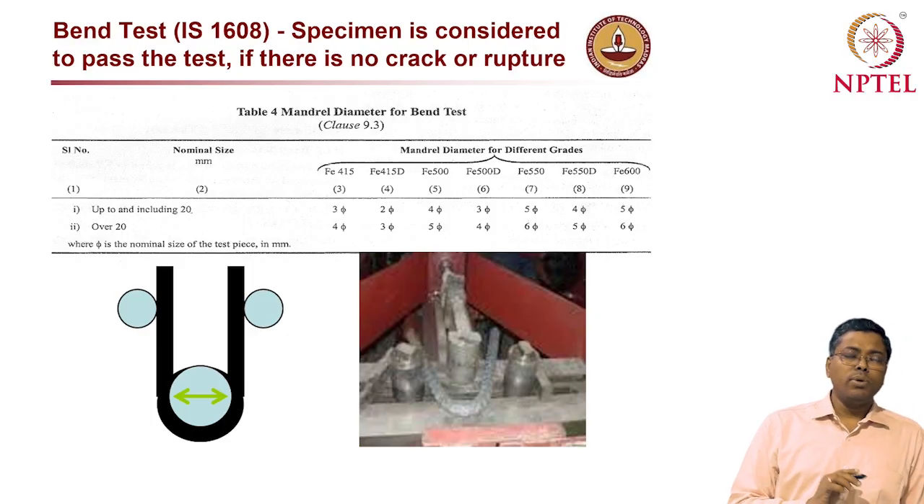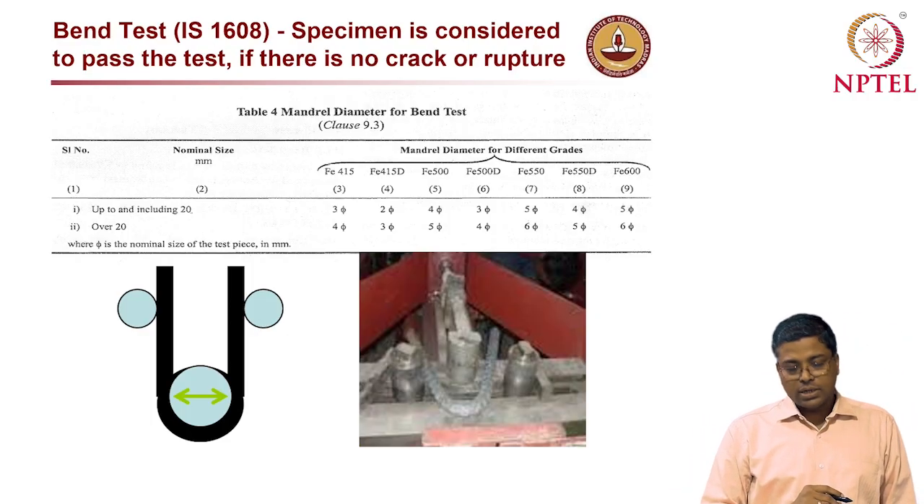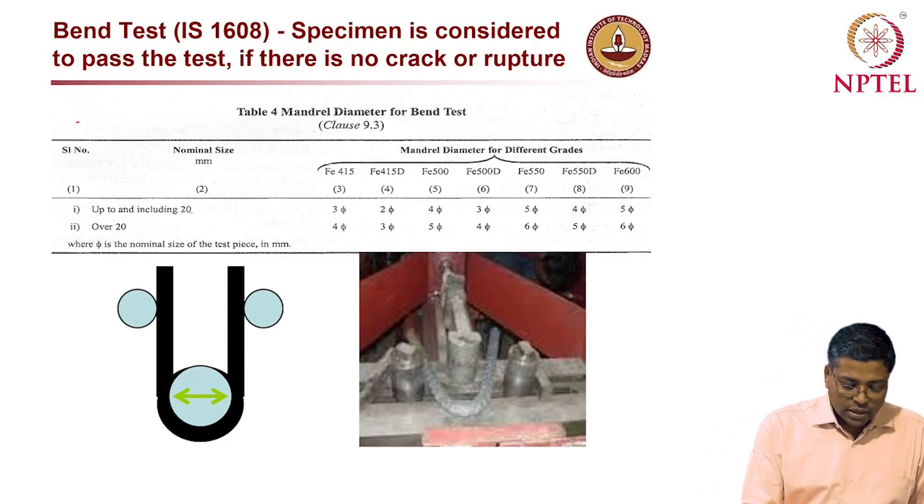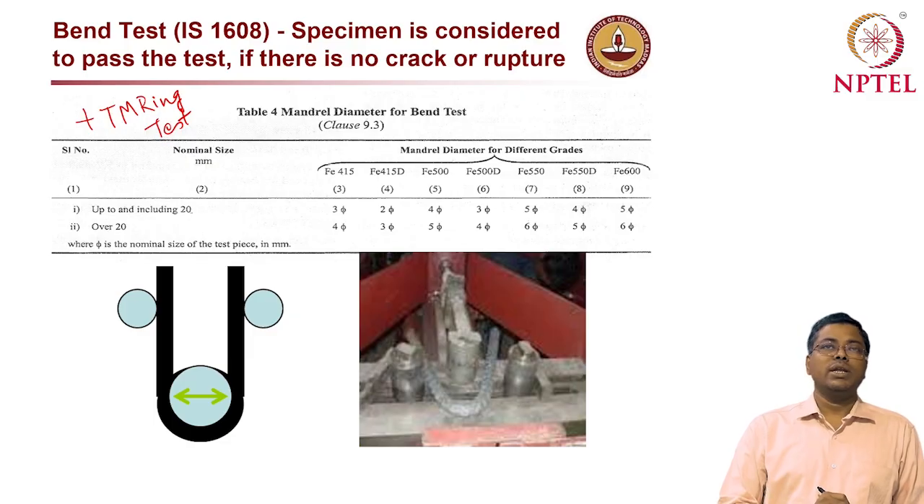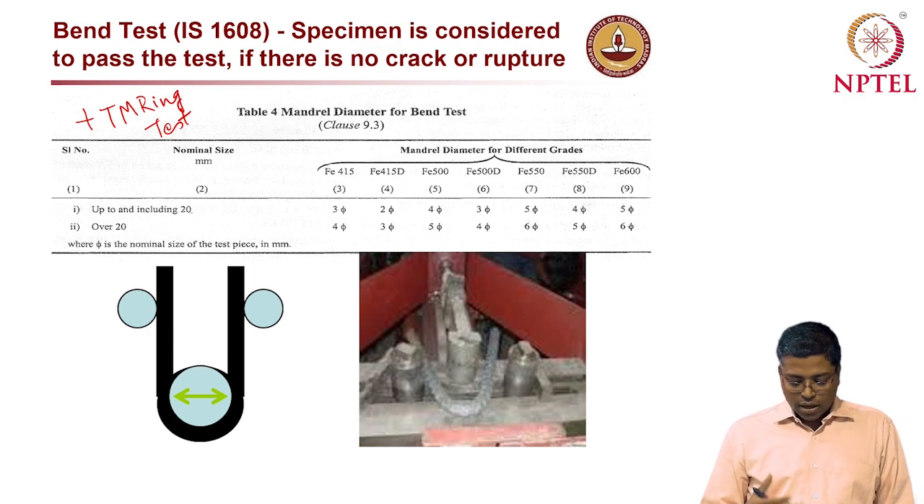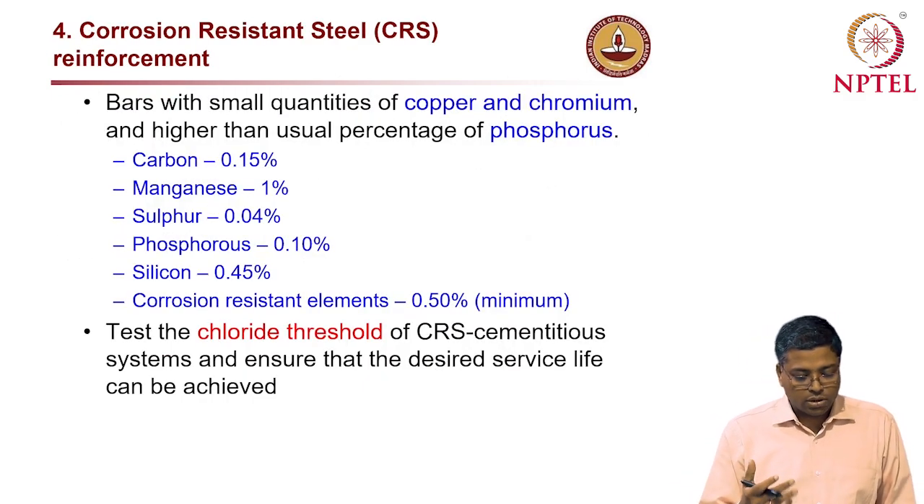So the point here is, we must do a bend test on the TMT steel and also do this TM ring test. So bend test plus TM ring test. These two things we must do in addition to all the tensile strength tests. Otherwise we might actually be compromising the corrosion resistance of the steel.